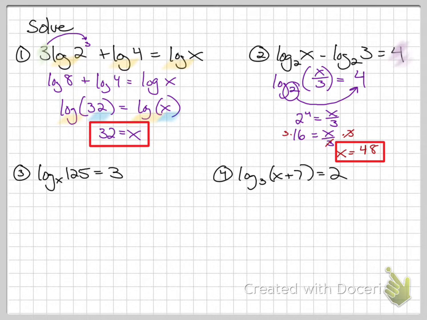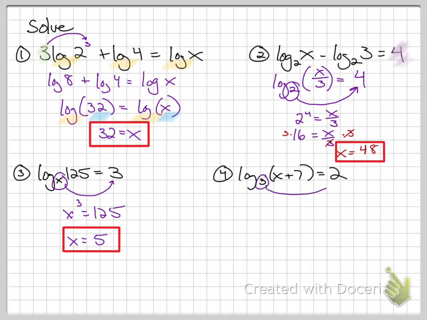So number 3, one regular number again. The logs are already condensed. It's just a log equals a number. So rewrite it as an exponent problem. Something cubed equals 125. That's one of those exponents you're supposed to have memorized. X equals 5, because 5 times 5 times 5 is 125. Try number 4. We have a single log equals a regular number. Rewrite it as an exponent. 3 squared equals x plus 7. 3 squared is 9 minus 7, and x equals 2.